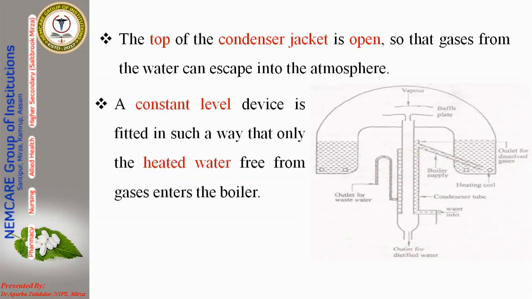A constant level device is fitted in such a way that only the heated water, water free from gas, enters the boiler. So here we are going to connect a constant level device which allows only the heated water to go to the boiler, and that heated water will always be free from gas, because if we heat the water, the solubility of gas in the water decreases. That water will get boiled here, or convert to vapor, and that vapor will condense here, and we are going to collect the pure water for injection or purified water from the bottom of this container.